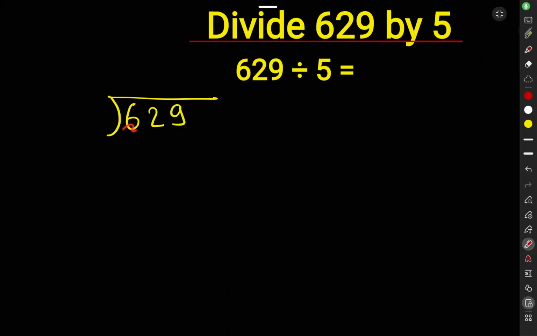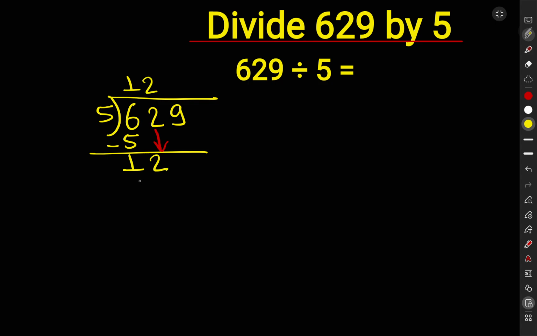Here we divide 629 by 5 in a long division method. 5 times 1 is 5. On subtracting we get 1. So now we put down this 2 and it is 12.